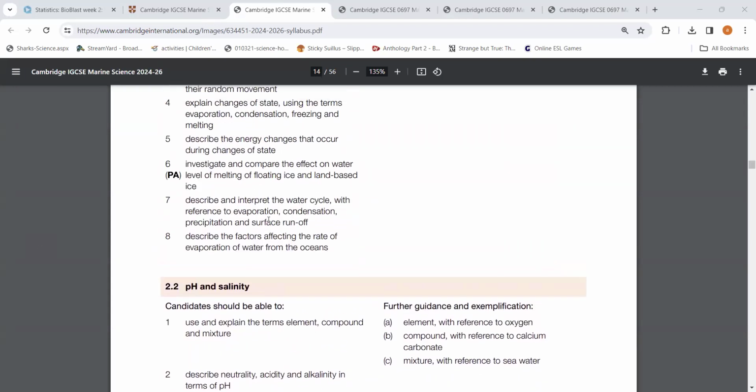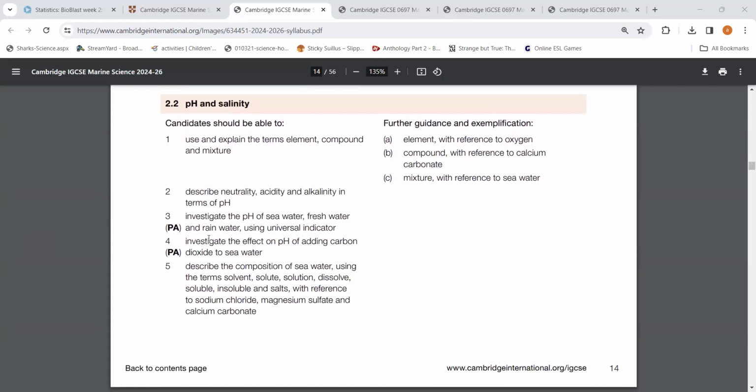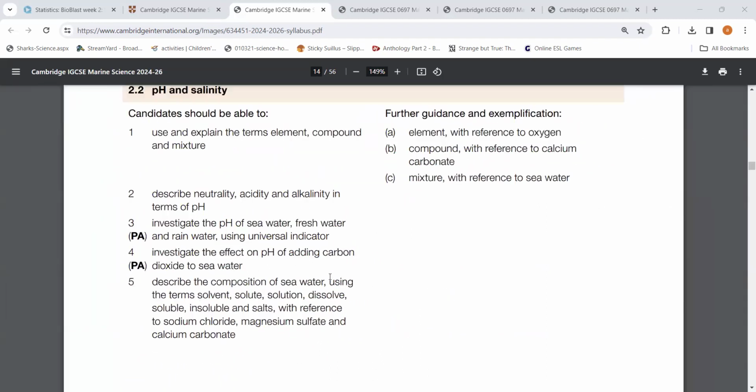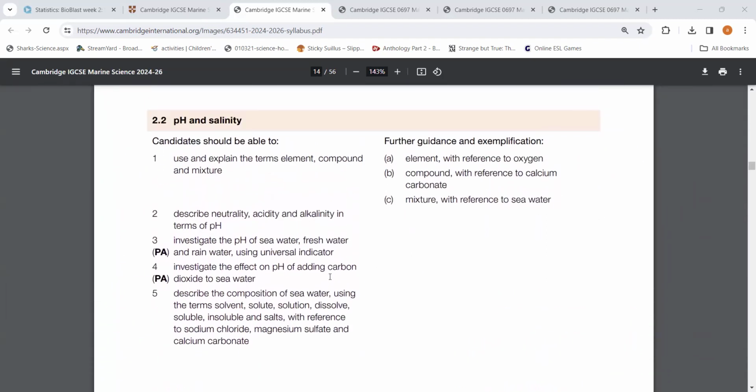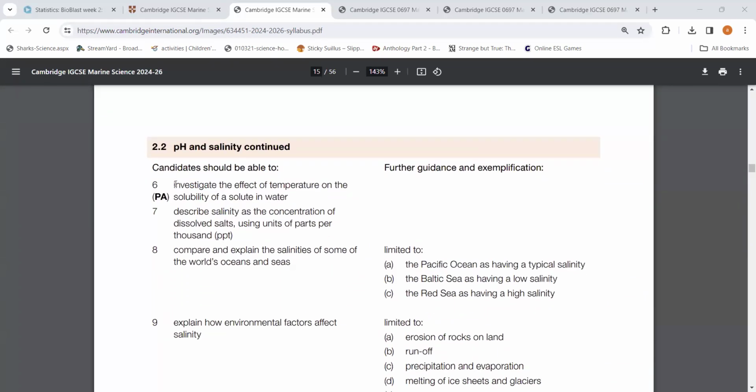So yes, you want to know the method of that investigation and what it's used for. So the method just means the step by step, how do you carry it out? Like you can see there's one here, and another one here, pH of seawater, effect of pH on aluminium carbon dioxide. Again, those are in the seawater unit two. Same as this one, another one. Investigate the effect of temperature on the solubility of a solute in water.